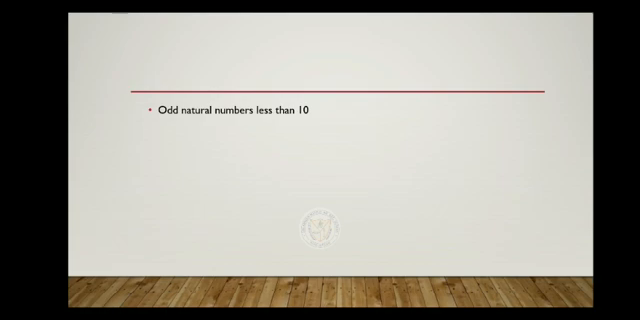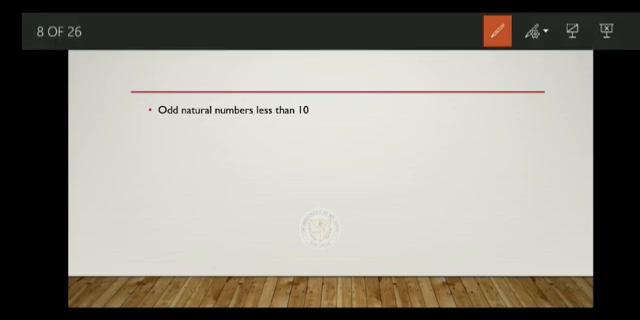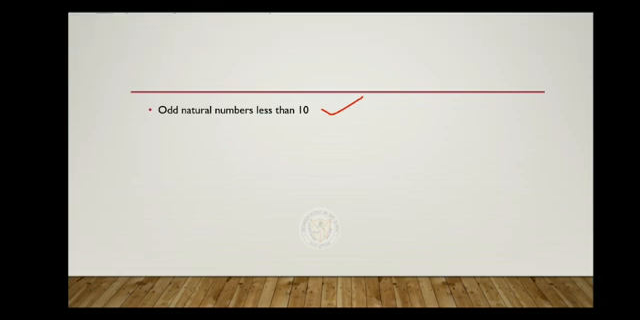Here they have given odd natural numbers less than 10. So we have to consider those odd natural numbers which are less than 10. What are those? 1, 3, 5, 7 and 9. So when a number is given, you can decide whether that number is an odd natural number less than 10 or not. Why? Because you know what are those odd natural numbers less than 10. So it is a well-defined object, right? So this is an example of a set. This collection is a set.